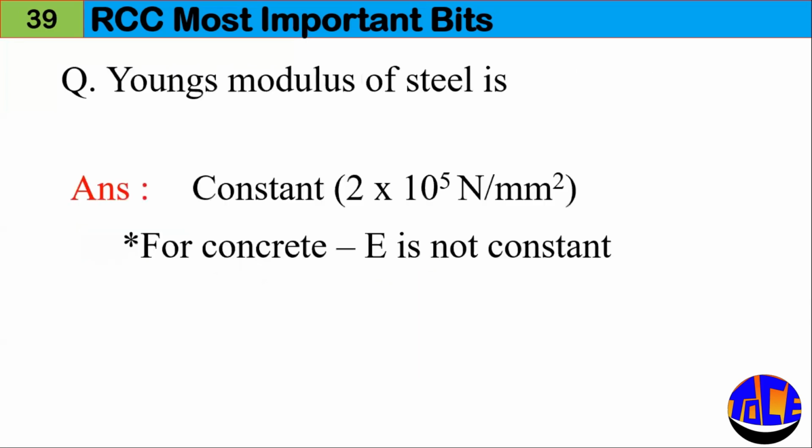Question number 39. Young's modulus of steel is constant, which is equal to 2 into 10 to the power of 5 Newton per mm square, whereas for concrete it is not a constant value.